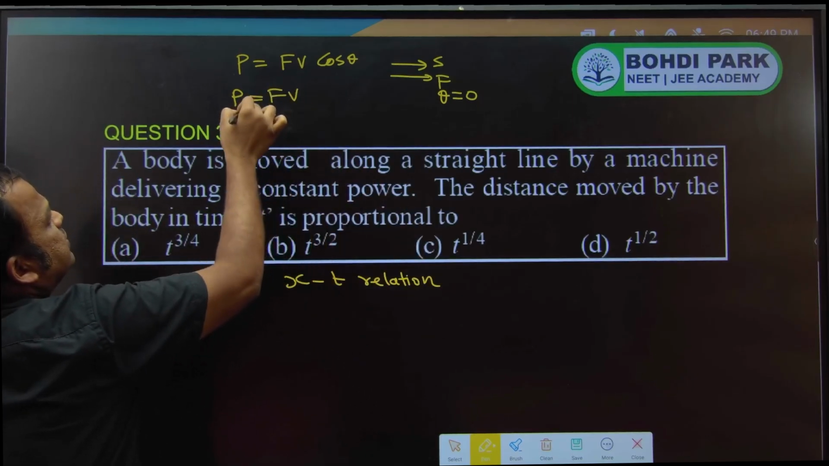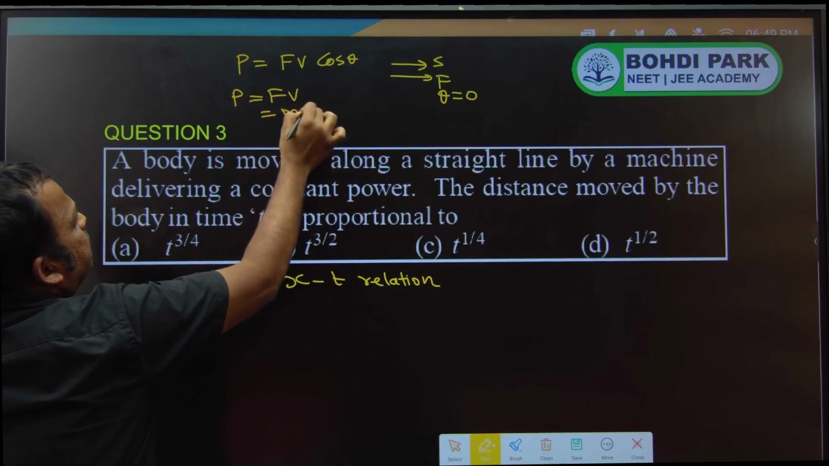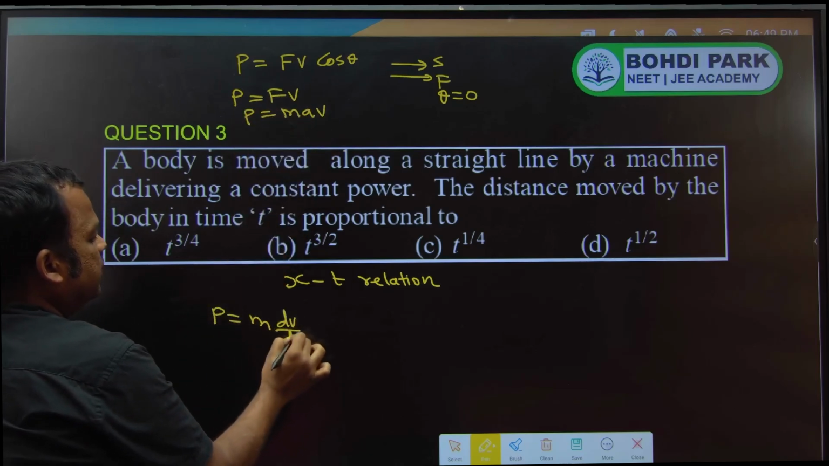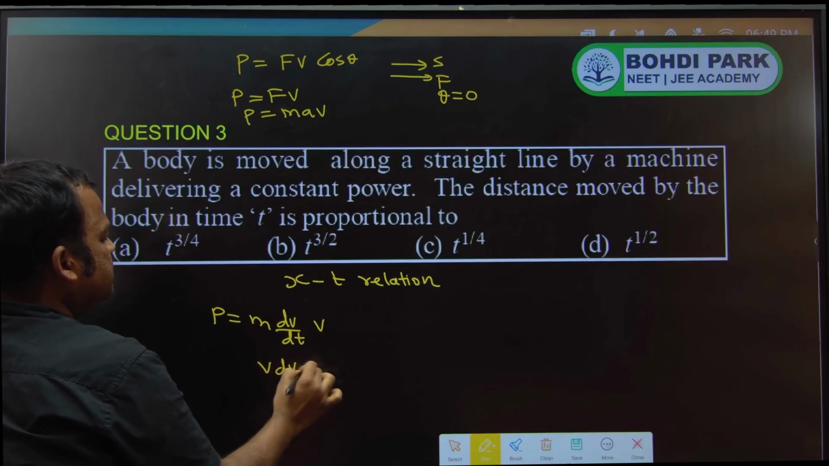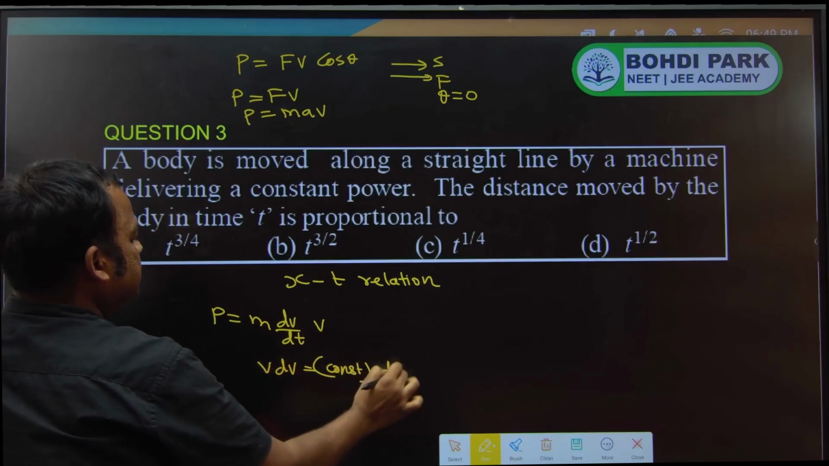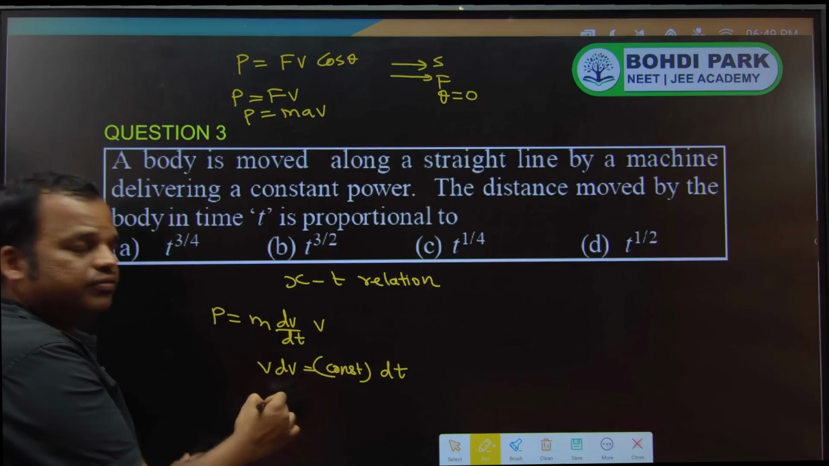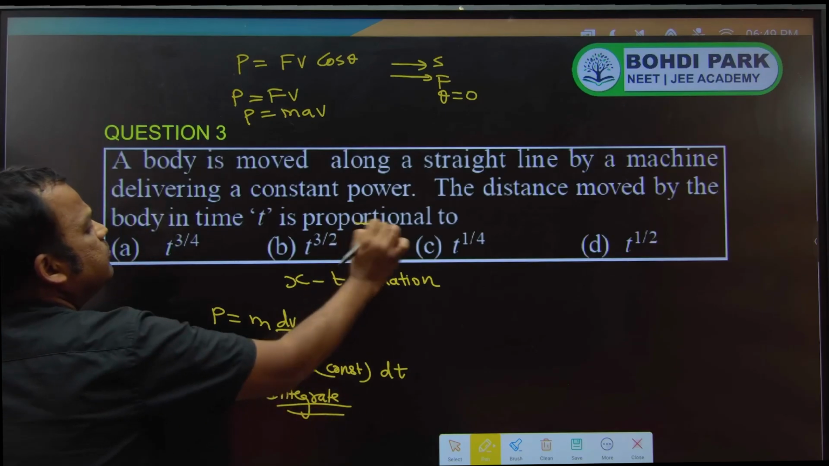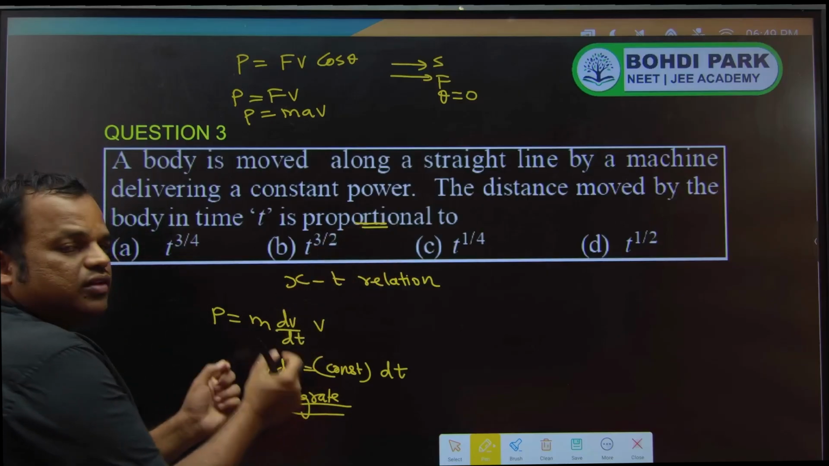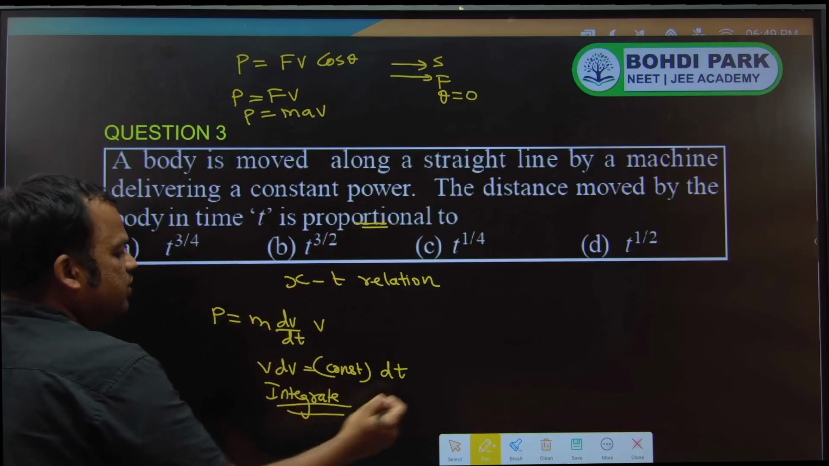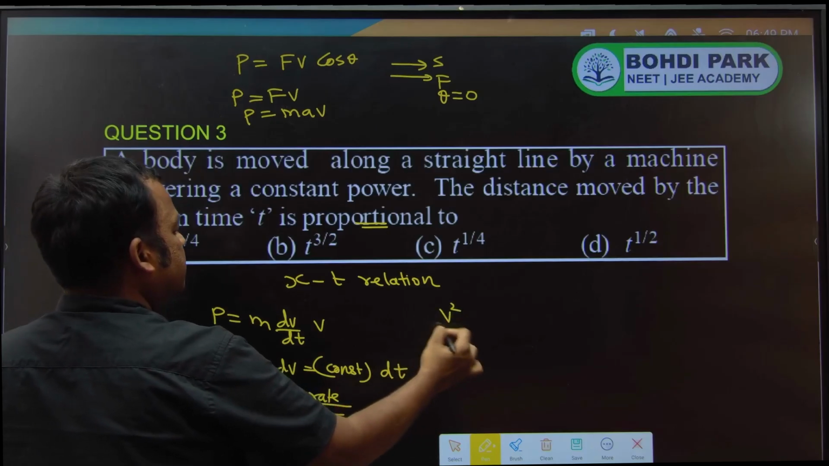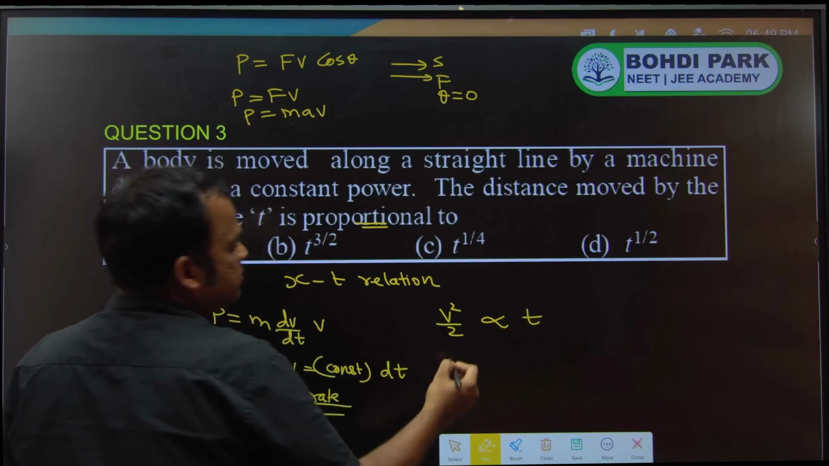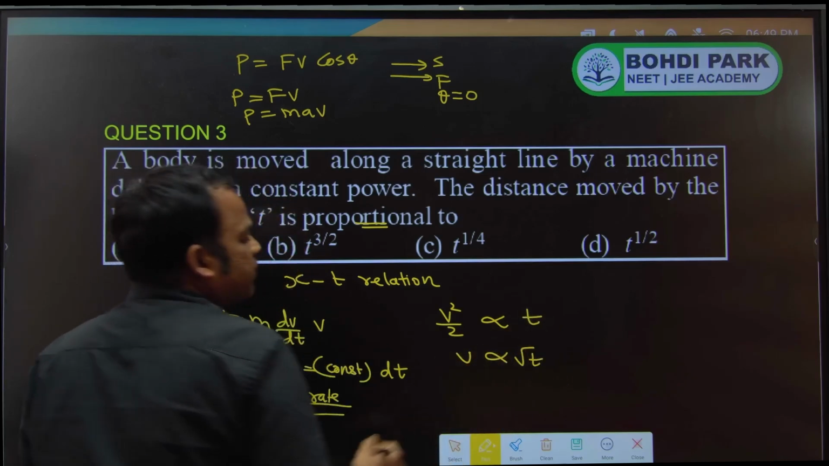First we will replace F with ma. So P is equal to mav, so P is equal to m dv by dt into v. So v dv is equal to some constant times dt. If we integrate on both sides, we just have to find the proportionality, so we can see only the powers. Here v power 1, so if you integrate, we get v square by 2, which is proportional to the integration of dt, which is t. So v is proportional to square root of t.